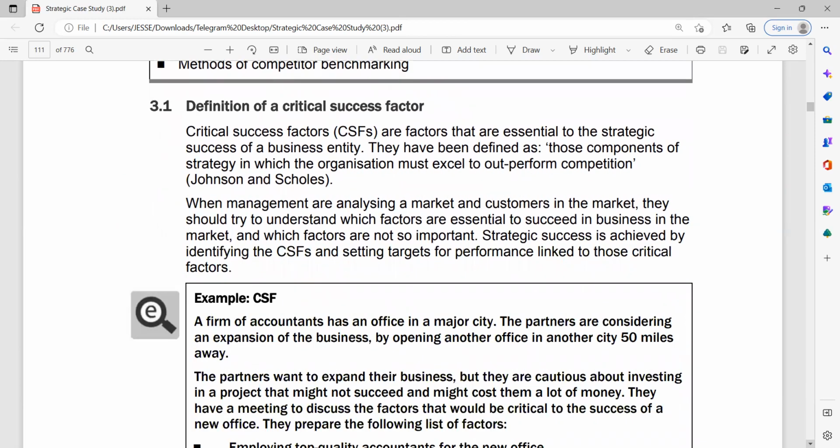What is it? As the name suggests, critical success factors are basically factors that are essential to the success of a business entity, right? So these are factors that are critical to the success of any organization. These are components of an organization's strategy that they must excel at to outperform their competition. And that's how Johnson and Scholes define it. Anything that an organization has to be really good at to outperform their competition.